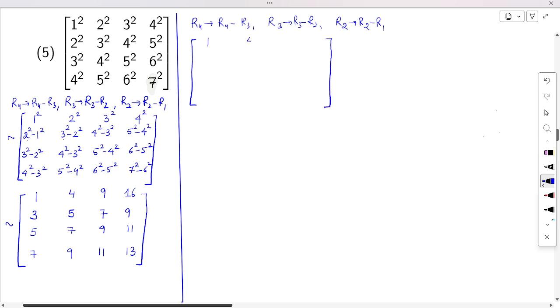This becomes 1, 4. After applying row 4 minus row 3, 7 minus 5 is 2, 9 minus 7, 2, 11 minus 9, 2, 13 minus 11, 2. 5 minus 3, 2, 7 minus 5, 2, 9 minus 7, 2, and 11 minus 9, 2. 3 minus 1, 2, 5 minus 4, 1, 7 minus 9, minus 2, and 9 minus 16 is minus 7. 1, 4, 9, 16. Okay, easy. Apply row 4 minus row 3.